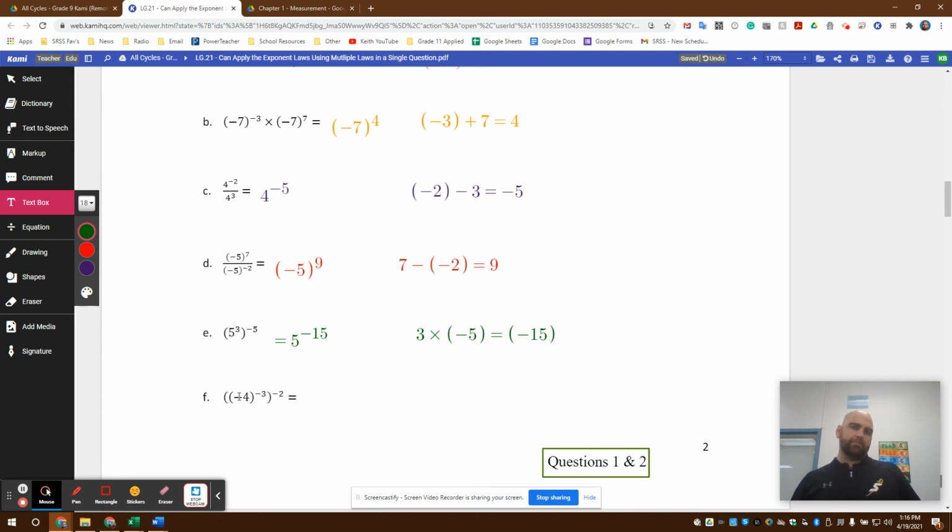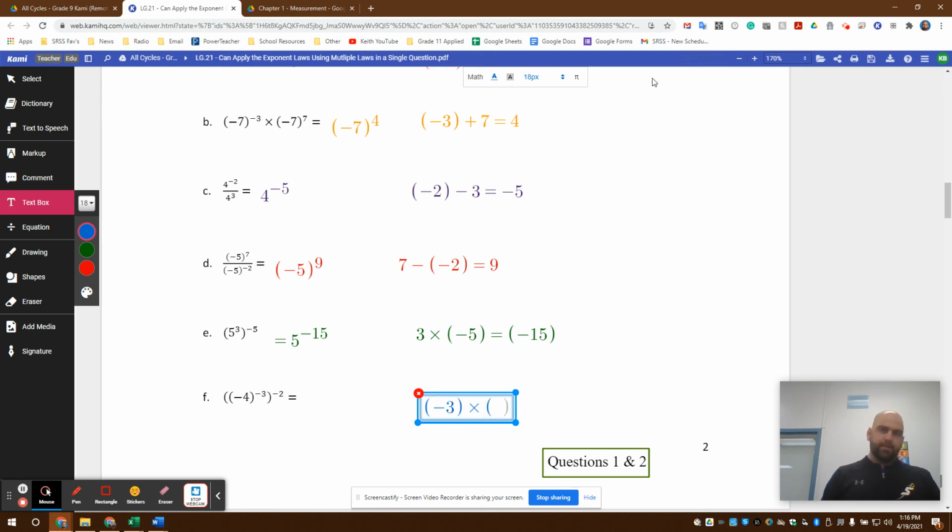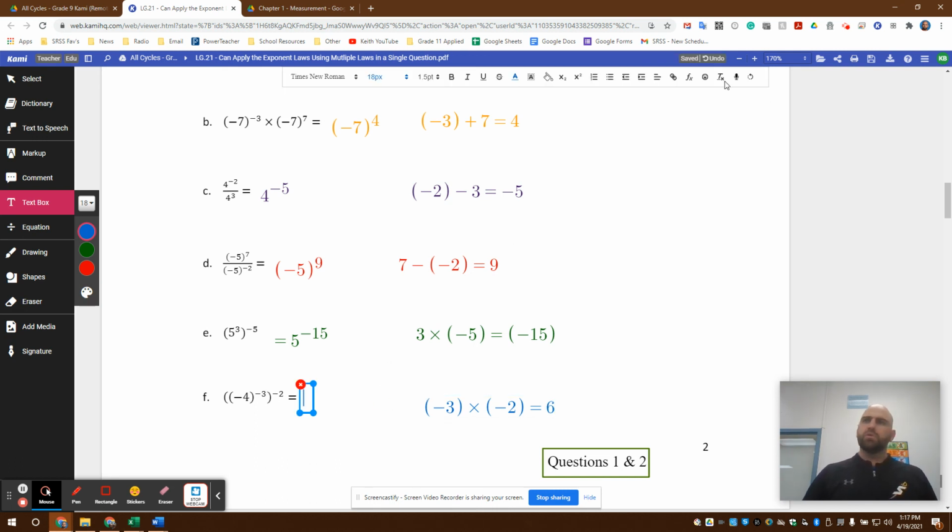Last one here, again, we have a base of -4. We have a -3 on the -4. We have a -2 that's on the entire thing. So again, and I don't mean to reiterate here, now we just multiply. Okay, we've done this in the past. We know what we're doing here, or at least we should know what we're doing here. -2. Two negatives multiplied together gives us a positive. 3 times 2 is 6. And so our new power is -4 to the power of 6.